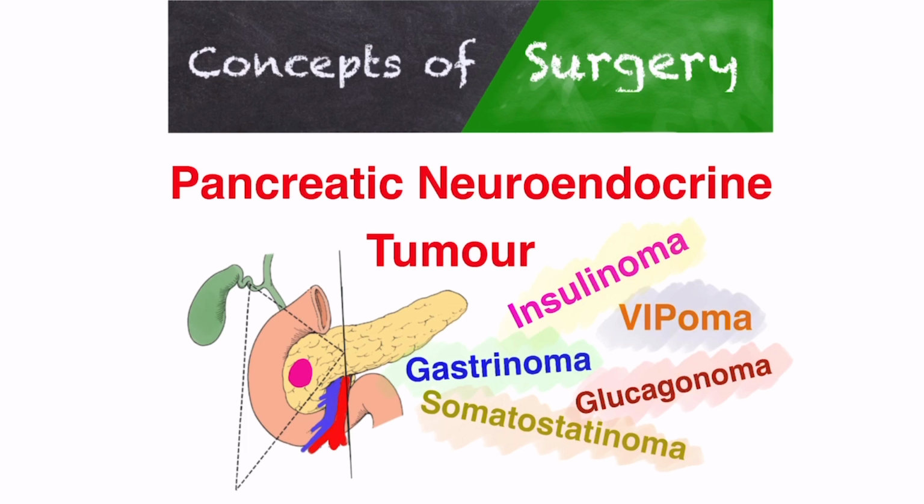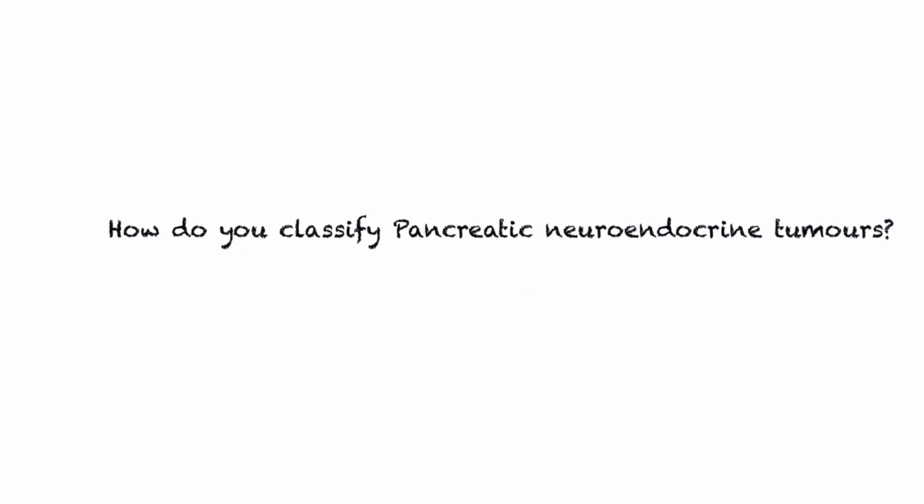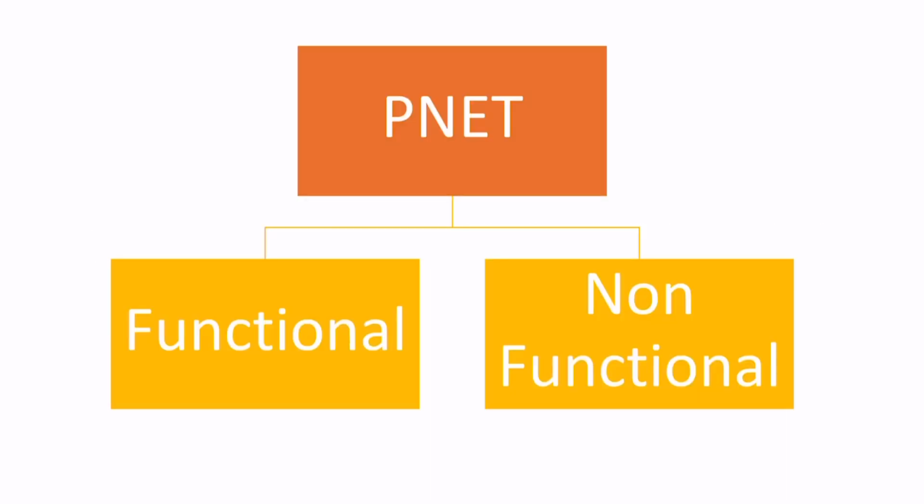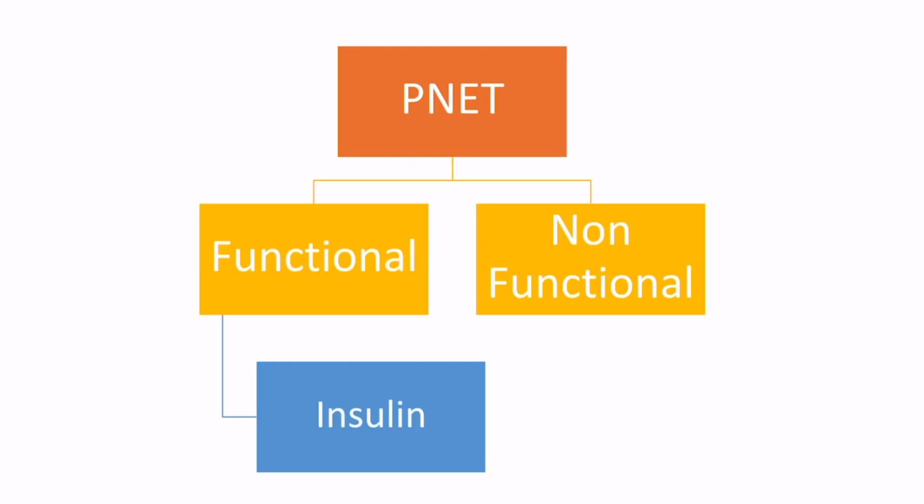Pancreatic neuroendocrine tumors. How do you classify pancreatic neuroendocrine tumors? Pancreatic neuroendocrine tumors (PNET) are classified as either functional or non-functional. Functional tumors produce a variety of hormones which characterize them: insulin, glucagon, somatostatin, gastrin, vasoactive intestinal peptide.